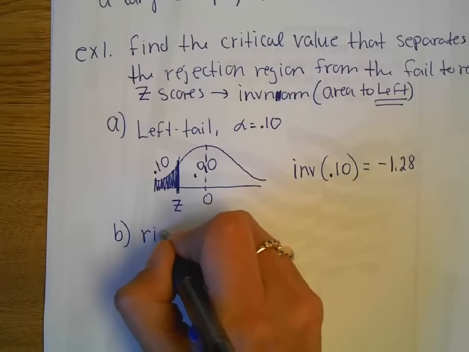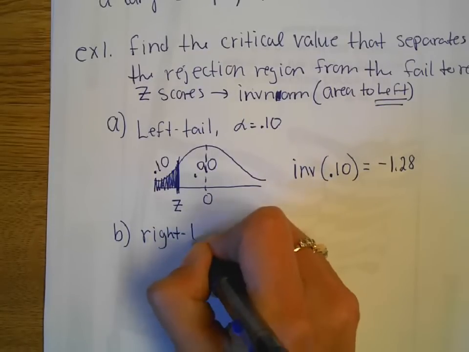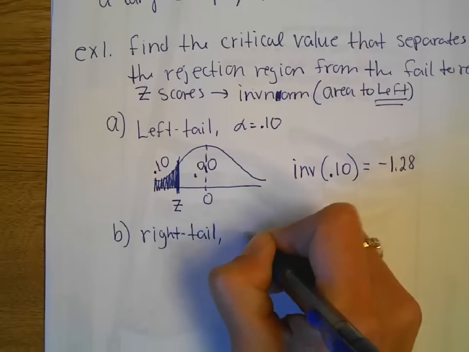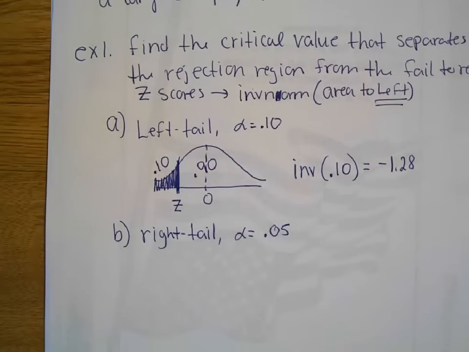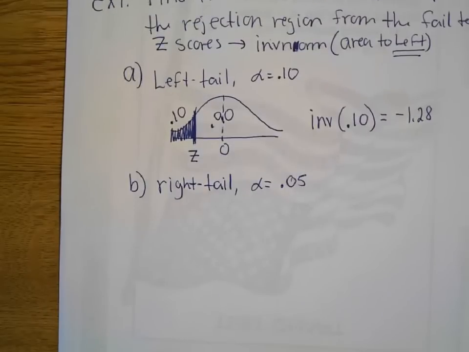If we're doing a right tail test with an alpha equal to 0.05, can you find that critical z-score? So again, it's important to make the graph.